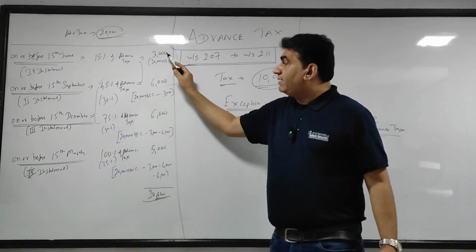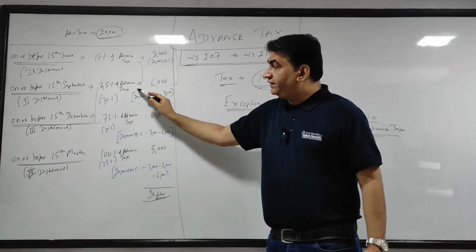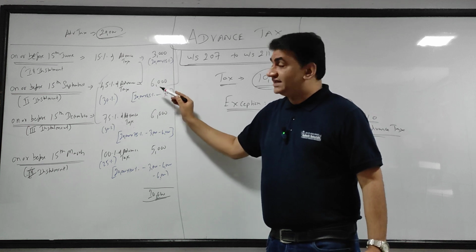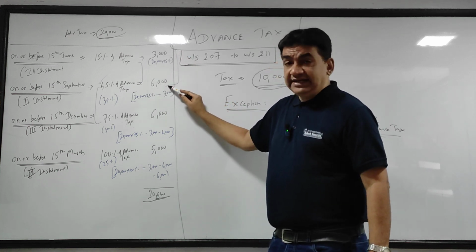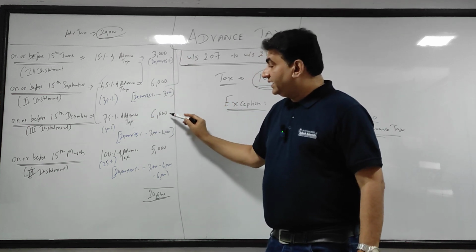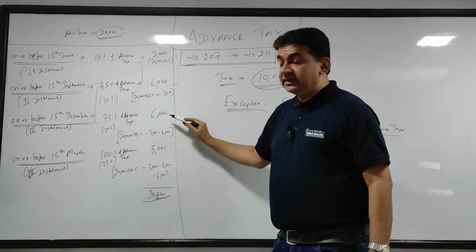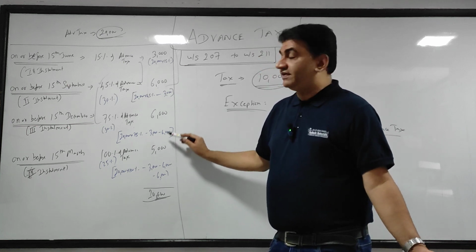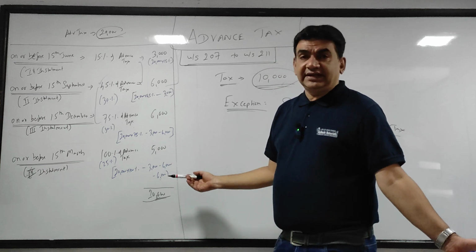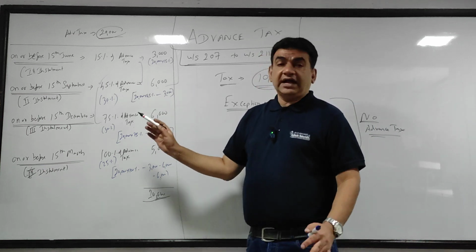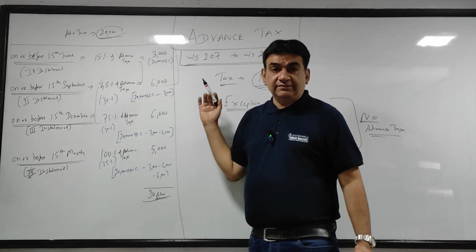Till 15 June I paid 3. Till 15 September I paid another 6. So 3 plus 6 is 9. Here I paid another 6. 9 plus 6 is 15. Here I paid the balance 5. 15 plus 5 is 20. There is a way of presenting. I'll show you that in the sum.